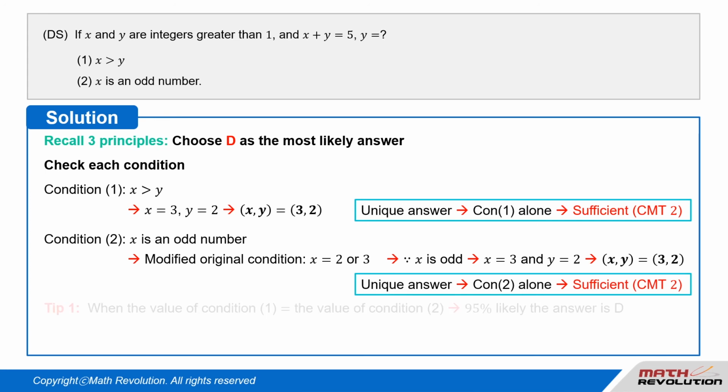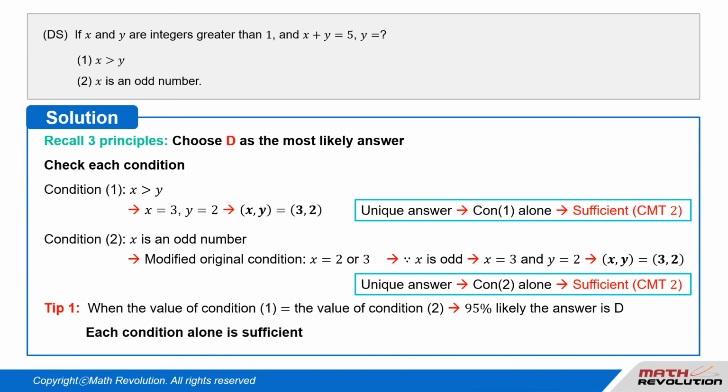Also, according to tip 1, it is about 95% likely that D would be the answer when the value of condition 1 is equal to the value of condition 2. That is, condition 1 equals condition 2. Each condition alone is sufficient. This is a typical DS question that appeared in recent exams. The answer is D, because one more equation is required from the original condition, and 1 equals 2. Remember carefully. Thus, D is the correct answer. Answer D.